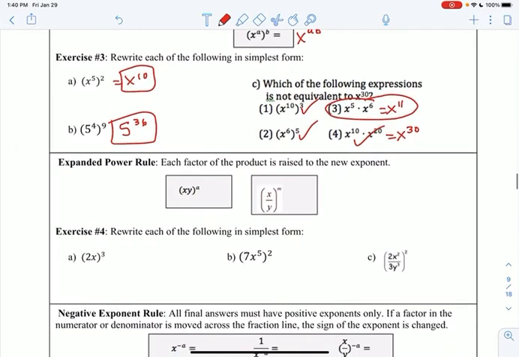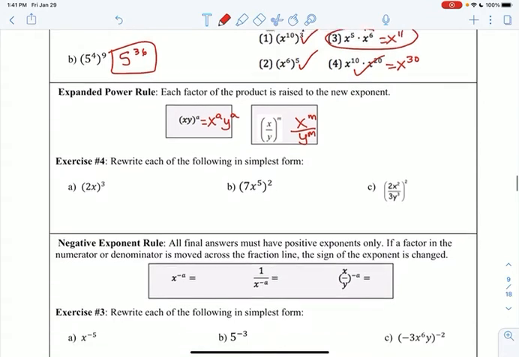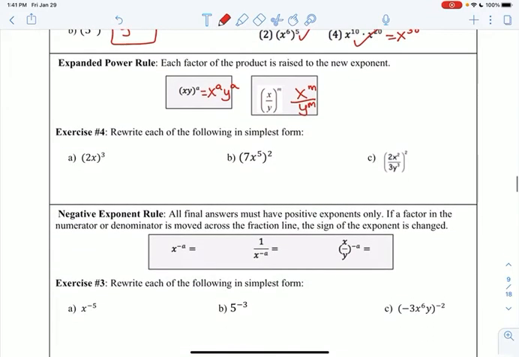Expanded power rule. Each factor of the product is raised to the new exponent. So that whole thing is raised to, see how I have parentheses and then I have the a? Everything is to the a power. So x is to the a power and y is to the a power. And same thing applies with this fraction right here. So I'm going to have x to the m power over y to the m power. Right? So that exponent goes to everything inside the parentheses.